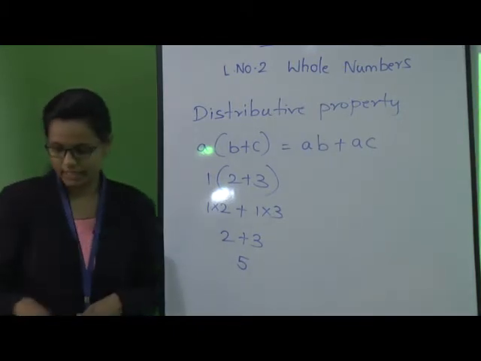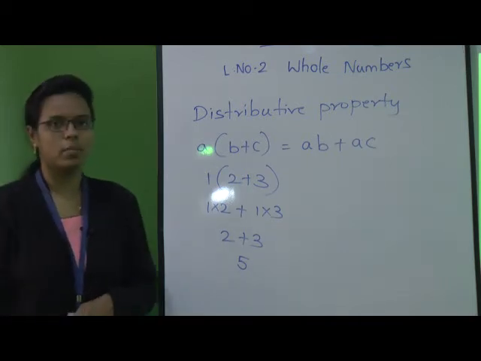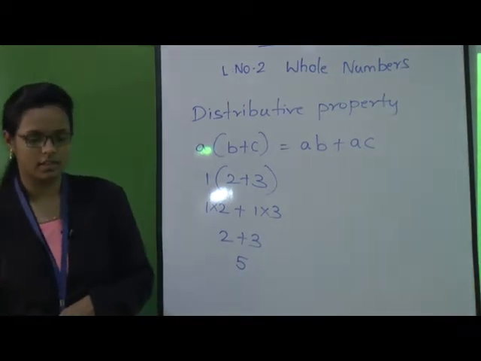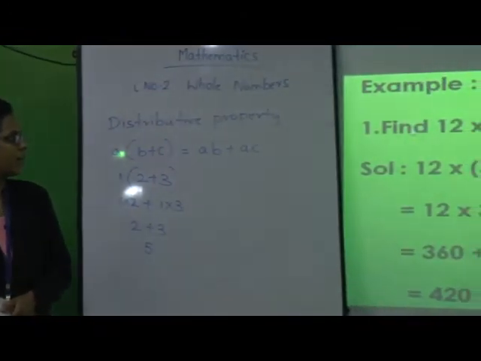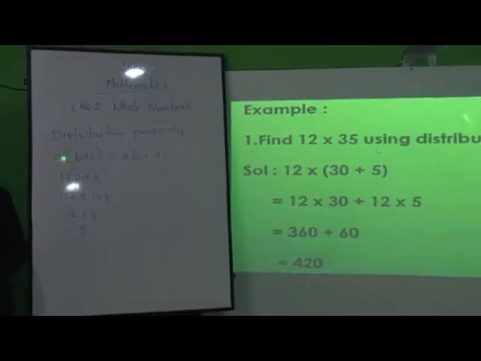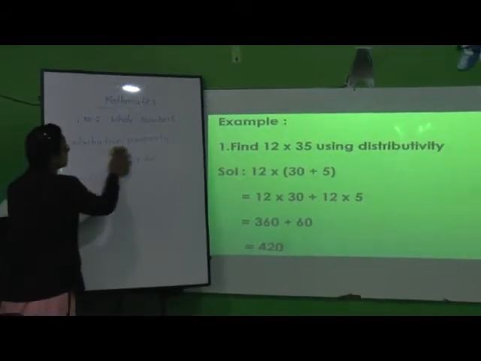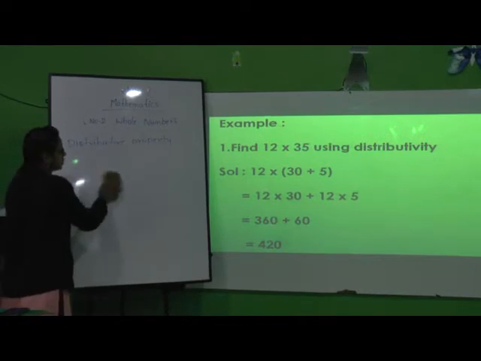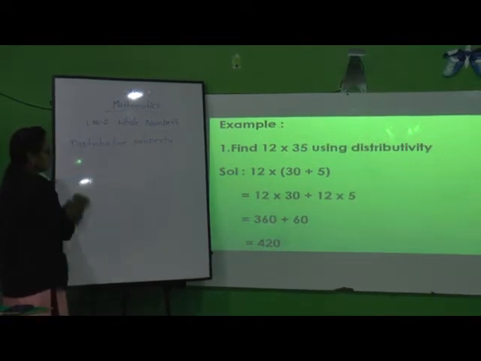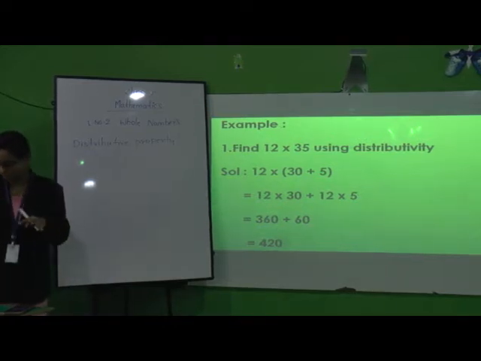We distribute and then we solve the property. Okay. Let us go towards next. Let us see one more example. See here, for distributive property, find 12 into 35 using distributivity. Okay. See here, first question, 12 into 35. Now we don't have here 3 whole numbers.